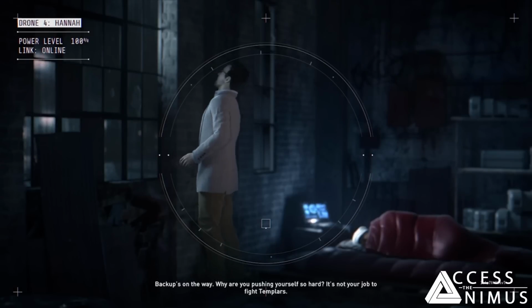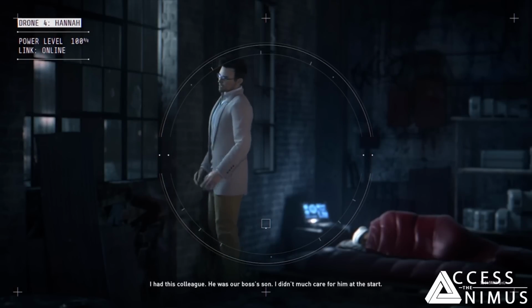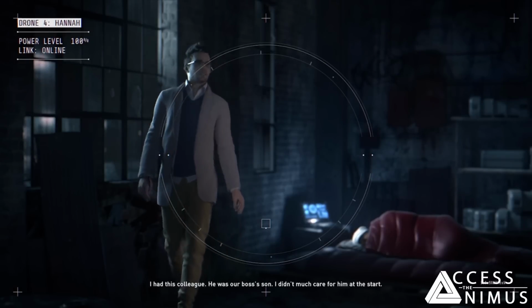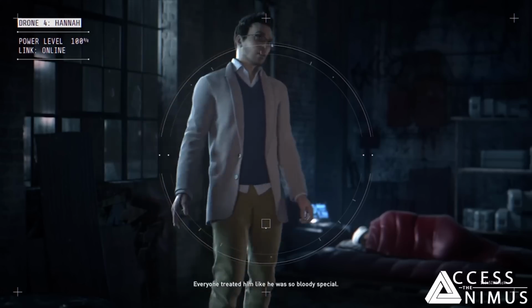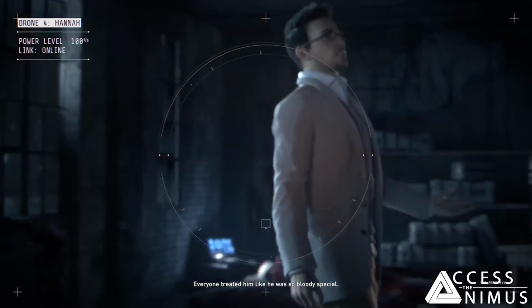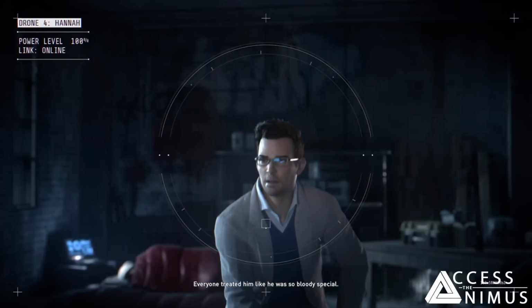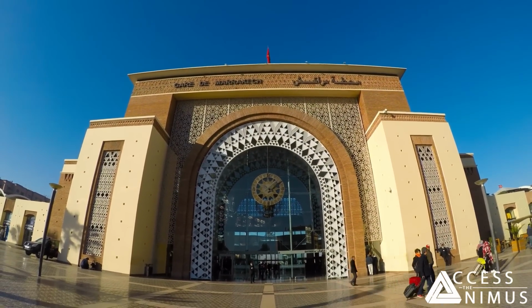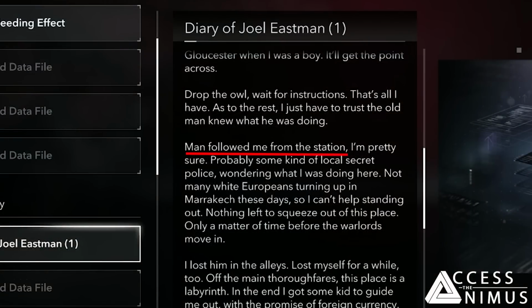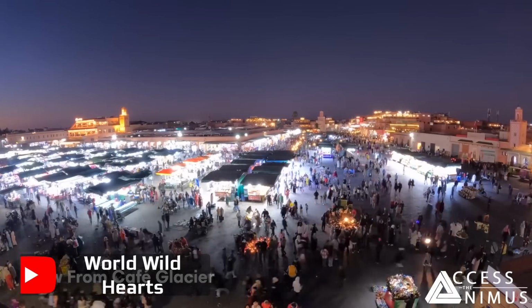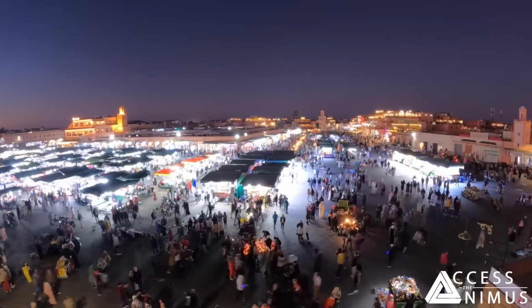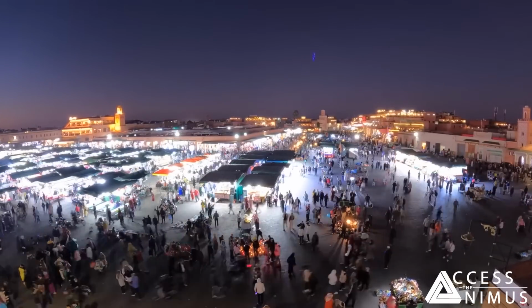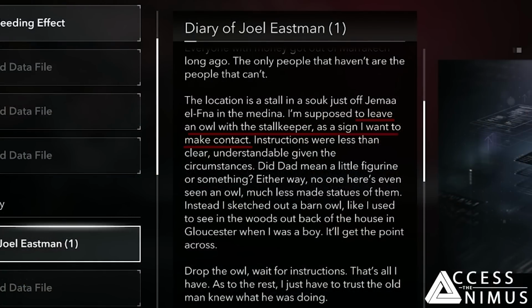Joel is in Marrakech because of a mission that, as we'll see, was given to him by his father with his dying words, so he decided to complete it, but without knowing much about it. And yet, as soon as he got to Marrakech at a station, he noticed a man was following him. Still, he tried to carry out his mission, which was to get to a stall in a souk right off the Jemaa el-Fna square in the Medina district of the city, reach the stall keeper and give him an owl of sorts.